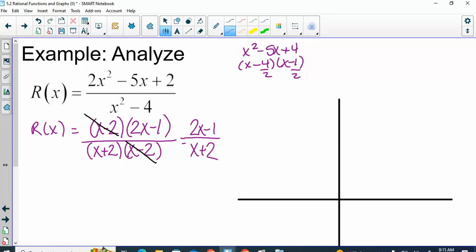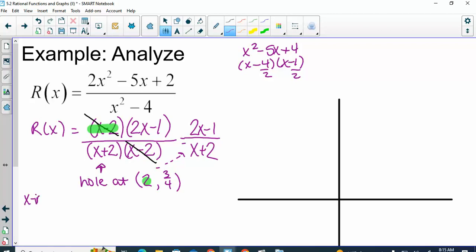But when something cancels, we can't just ignore it. This means there is a hole in our graph, and you have to give me the ordered pair. The x value of that ordered pair comes from the thing that cancels. What makes x minus 2 equal 0? To get the y, you plug 2 into what's left. So you would get 4 minus 1, so 3 over 4. So at positive 2, positive 3/4, we have a hole on our graph.